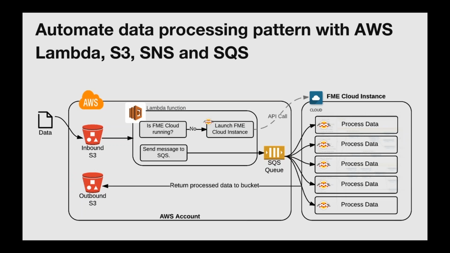Yeah. And what do you pay for here? You pay for exactly what you're using. So when the FME Cloud instance isn't processing data, it's shut down. When you don't have data in the inbound S3 bucket, you're not paying. So it's a very cost-effective solution. Yeah, and the cost of Lambda for this is essentially free, because unless you're uploading huge volumes of data, it's free basically.